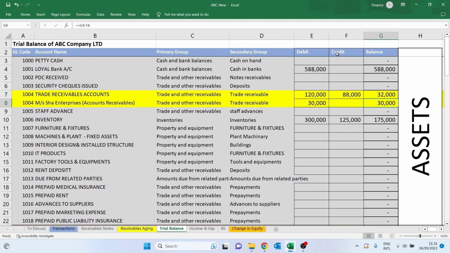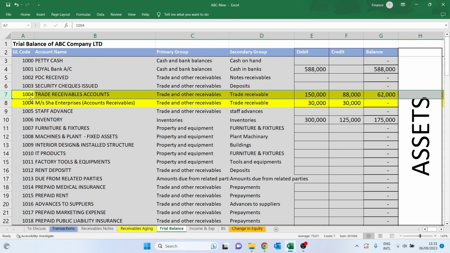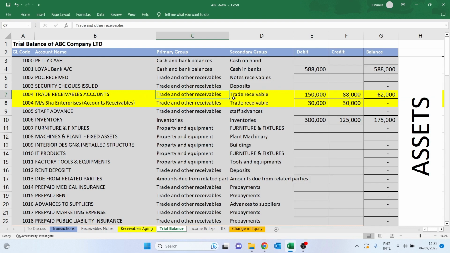Debit balance account, so we need to credit this account. Messrs. Shah Enterprises will be credited with 30,000. Then we will debit the accounts receivable account, because we are transferring to it. So that will be 30,000, right? Now all our accounts receivable in the GL have come into one account called the trade receivable account. So this Shah Enterprise balance is also transferred here, and the same will be reflected in our accounts receivable subledger also.